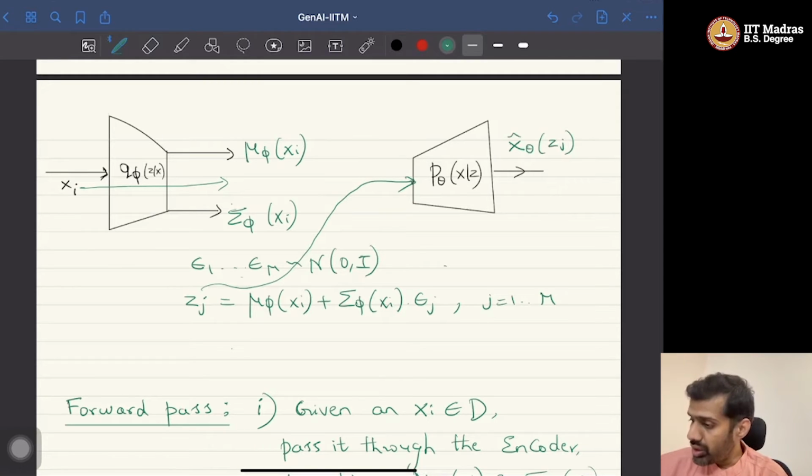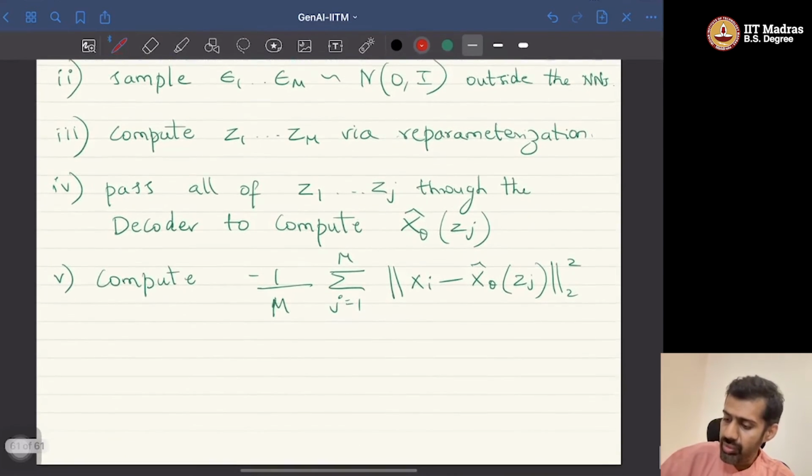You take the output of the decoder and compute this particular term, which is xi minus x theta of zj, and you sum it over all m's. This is how you do the forward pass. Now we are interested in computing the gradients, right? We need to do the backward pass. So I will write the backward pass in red. So this is the backward pass.